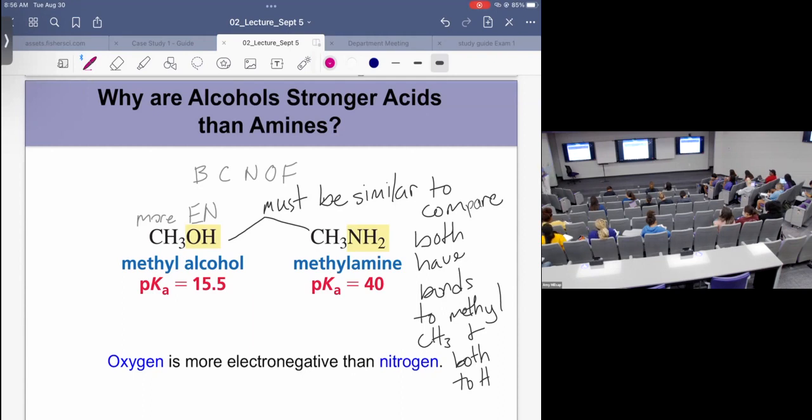Which value? The valence electrons. Valence electrons are going to be the group number. Yeah, you'll have the periodic table. So you just have to know.